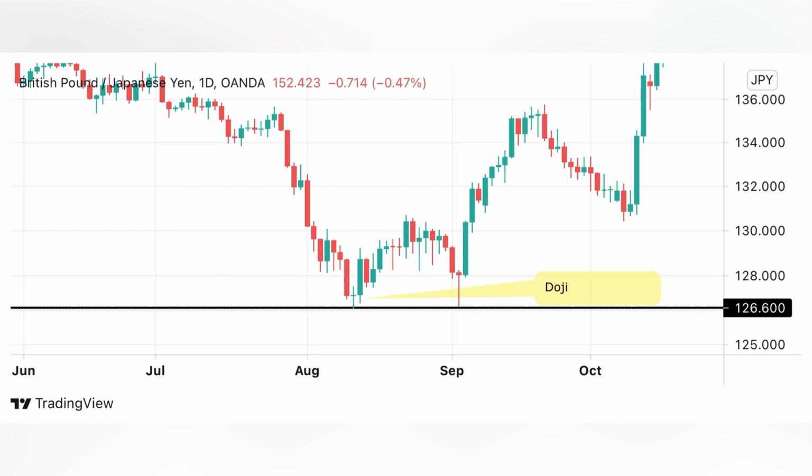Another important thing to learn about doji candlesticks is that if you're in this trade, for instance, for a sell, and price reached the support level and a doji forms, it's likely a reversal is going to happen, and so it is a good point to take profit.